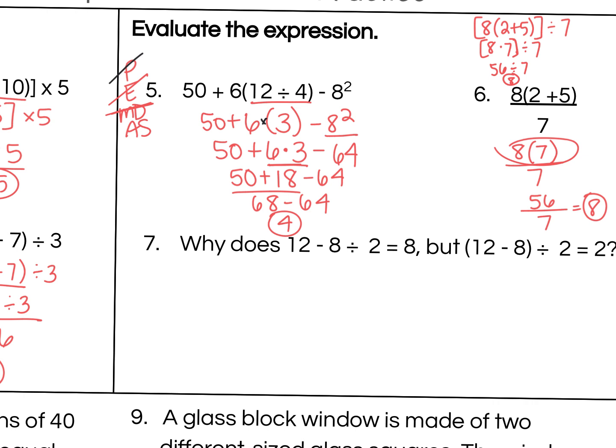Okay. Why does 12 minus 8 divided by 2 equal 8, but 12 minus 8 in parentheses divided by 2 equal 2? Ritter, can you explain? Because you have to do 8 divided by 2 first, and then 12 minus 4 would be 8. I'm going to put OOO for order of operations. It works because the order of operations says to divide first.